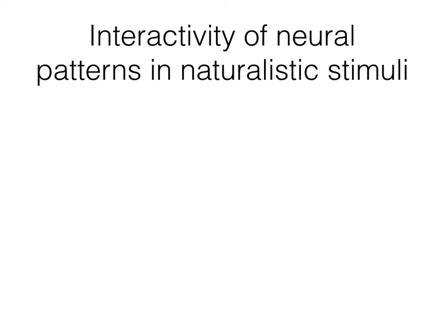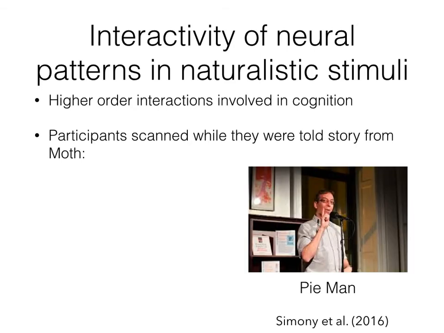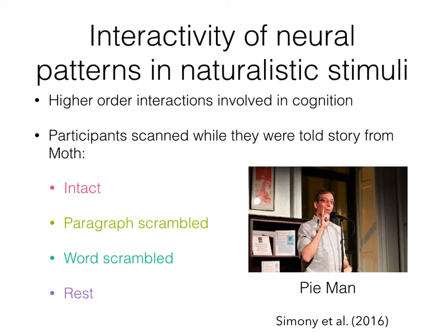So using this method we developed, we wanted to explore how higher order interactions change with respect to higher order cognition, while preserving low-level properties, using a naturalistic storytelling dataset. And this dataset was collected by Uri Hasson's group, and participants were scanned while being told a story from the Moth Radio Hour called Pie Man. And the story was told either intact, or it was paragraph scrambled, or word scrambled, or they were scanned just during rest.